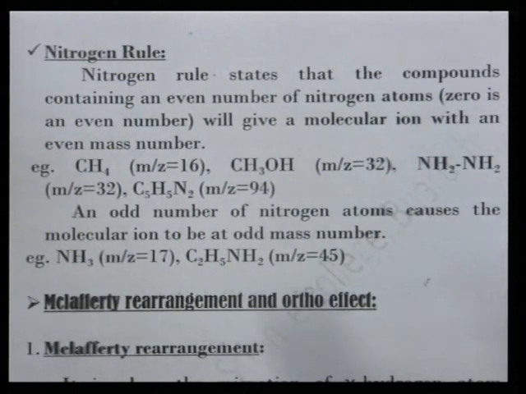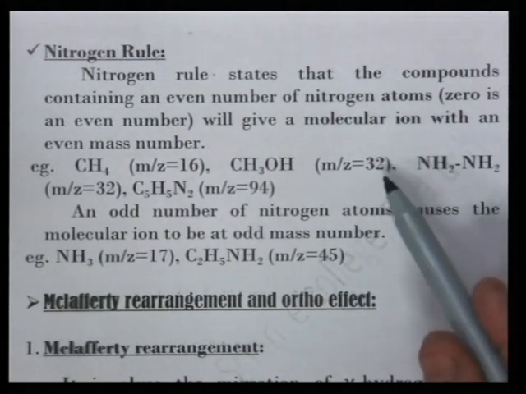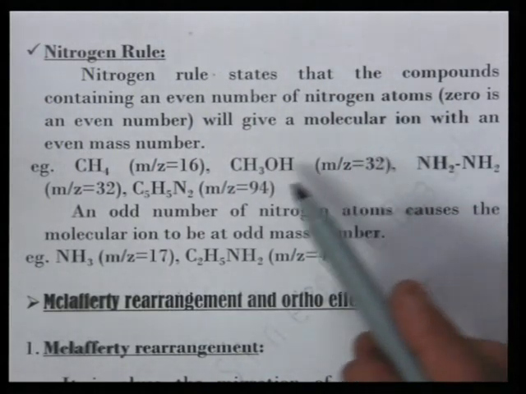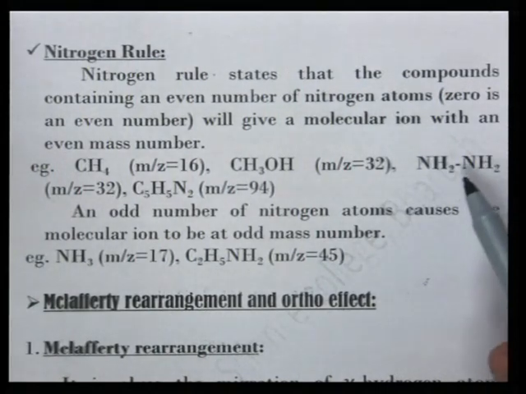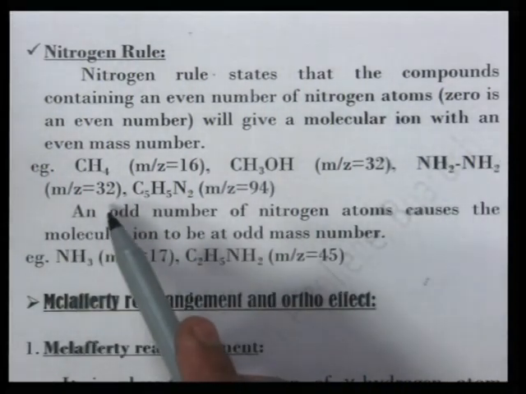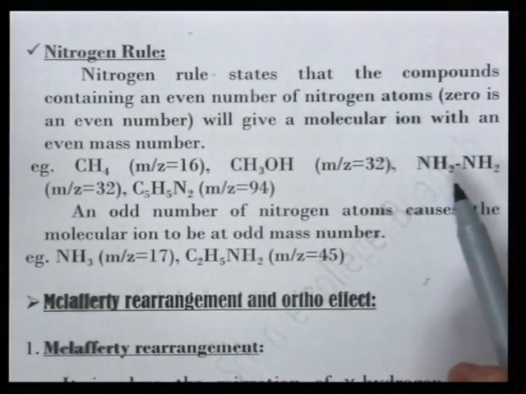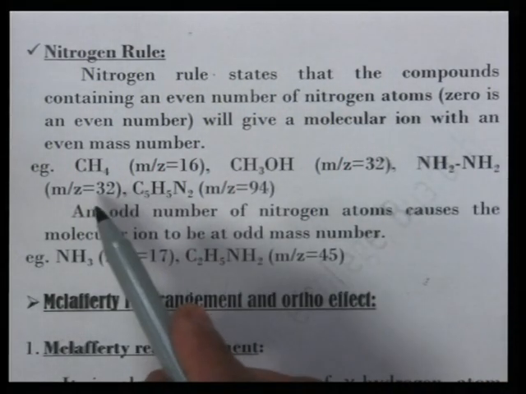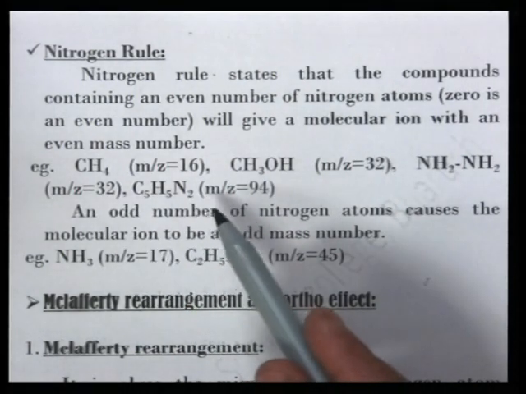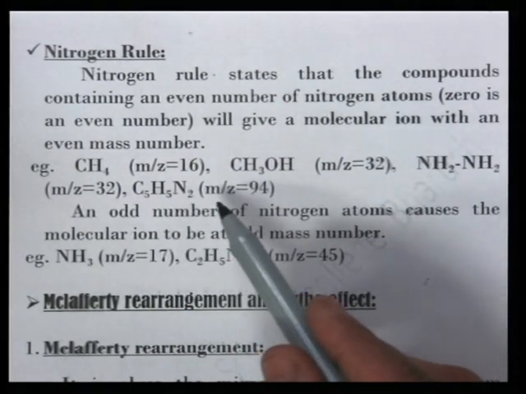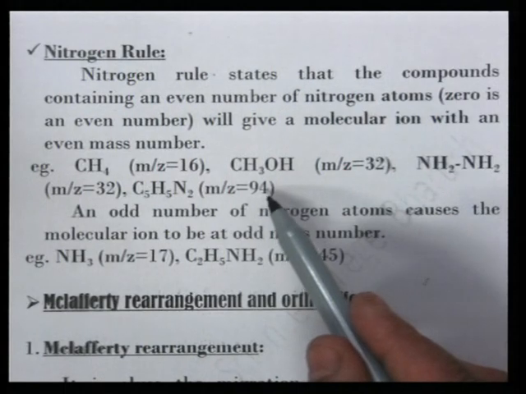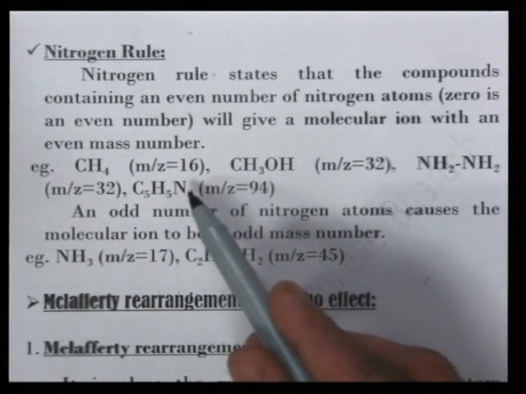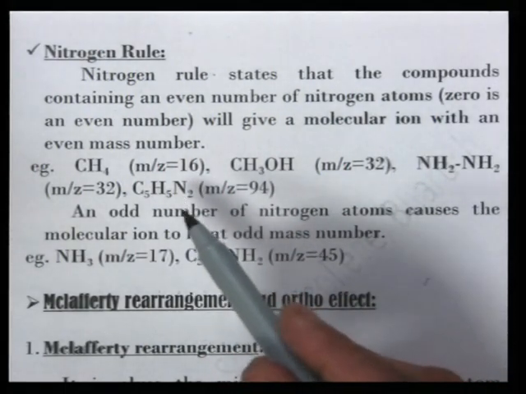So, this is the example: CH4, methane, m/z 16, does not contain a nitrogen atom. Methanol has an even molecular weight, 32, and does not contain a nitrogen atom. The hydrazine molecule has an m/z value of 32, with an even number of nitrogen atoms, 2 nitrogens. So, it is an even number, and the molecular mass is also even. Similarly, for C5H6N2, the m/z value is 94, which is even. Here an even number of nitrogen atoms is there in the molecular formula.